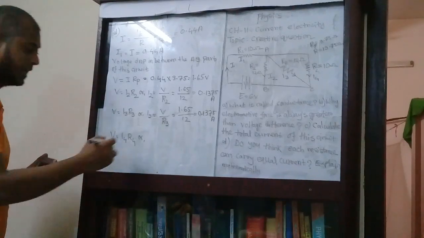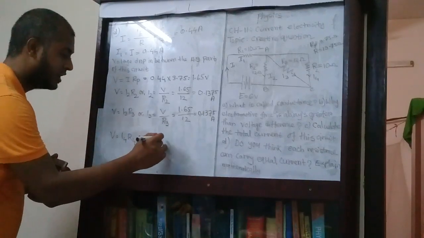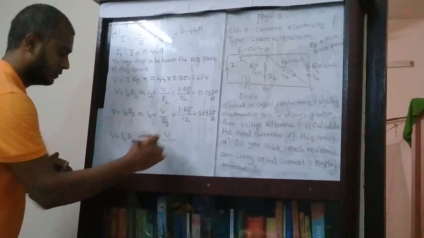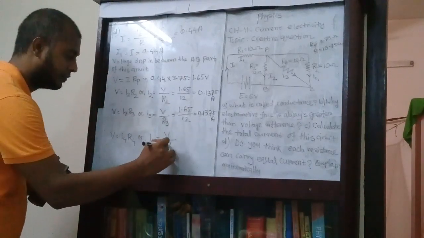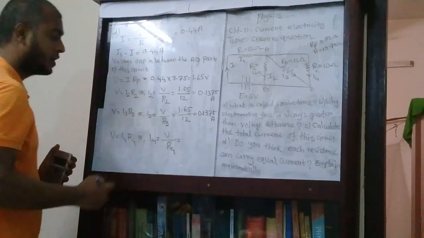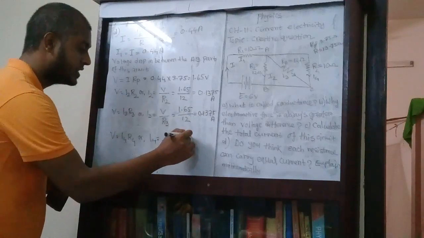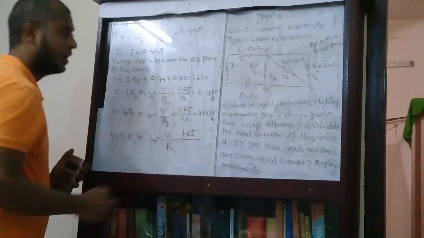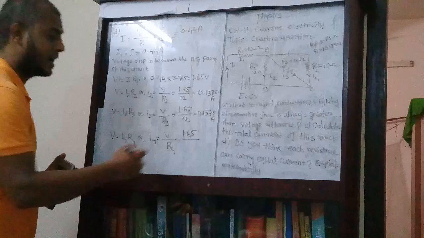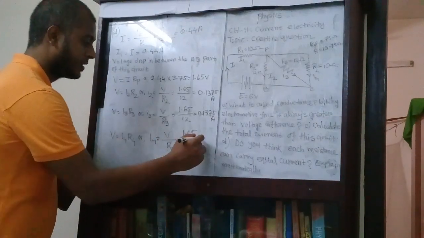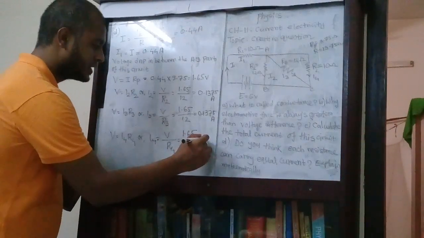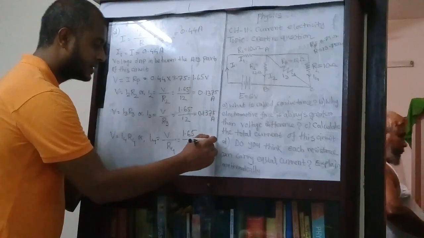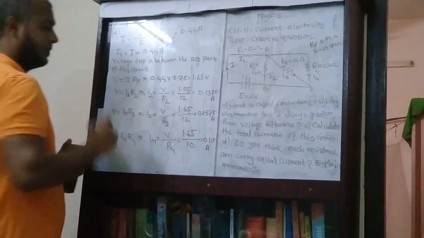But for resistance R4, the equation is V equals I4 into R4. So I4 will be V divided by R4. V equals 1.65 divided by R4, and R4 equals 10. So the result is 0.165 ampere.